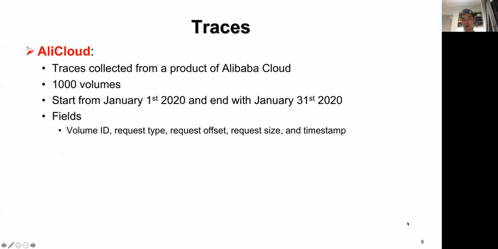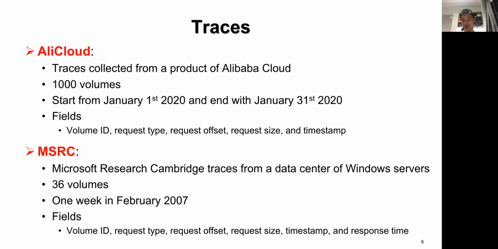We consider two traces, which we refer to as AliCloud and MSRC in short. AliCloud are traces collected from a cloud block storage system deployed at Alibaba Cloud. They comprise block-level I/O requests collected from 1,000 volumes over a one-month period in January 2020. Each request contains the volume ID, request type, request offset, request size, and the timestamp. MSRC are traces collected by Microsoft Research Cambridge from a data center of Microsoft Windows servers with 36 volumes over a one-week period in February 2007. Each request contains the same fields as AliCloud traces, with the additional response time.